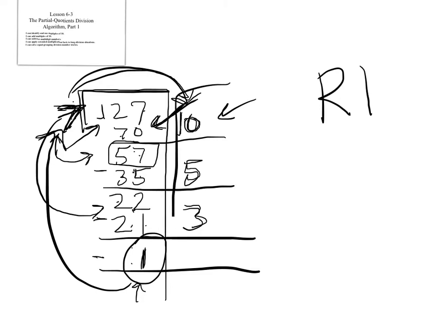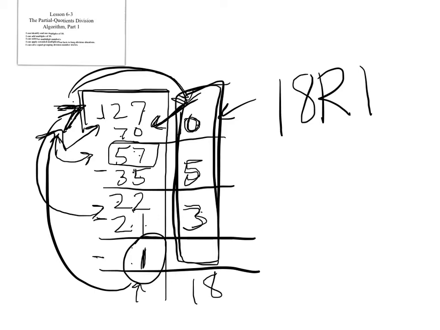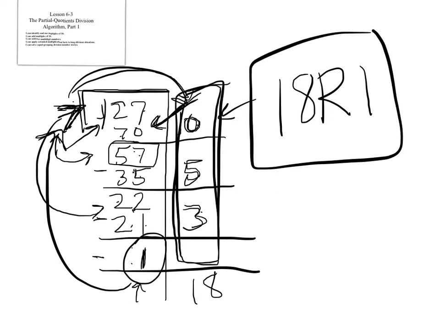So now I'm going to take all my partial quotients I found and add them all together. 10 plus 5 plus 3 is 18. So 18 with a remainder of 1 is my quotient. So 127 divided by 7 would equal 18, excuse me, with a remainder of 1.